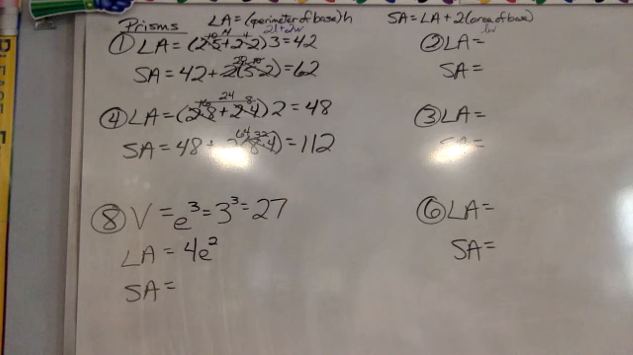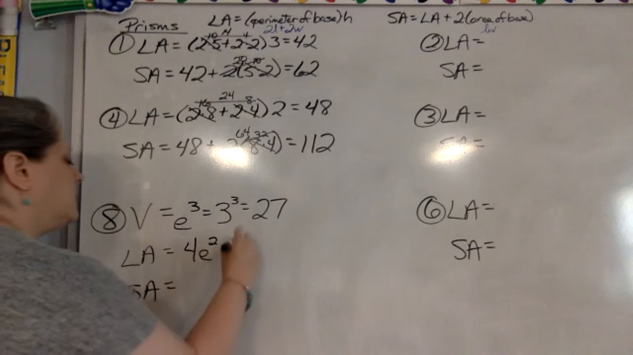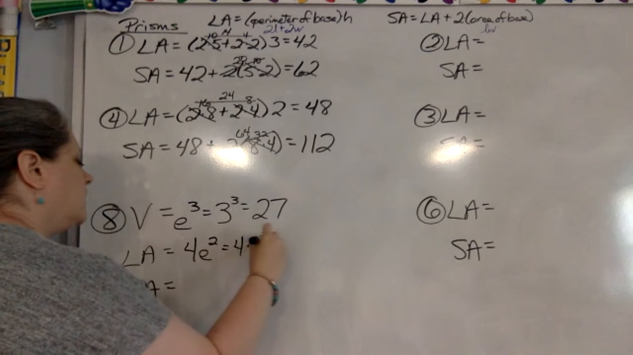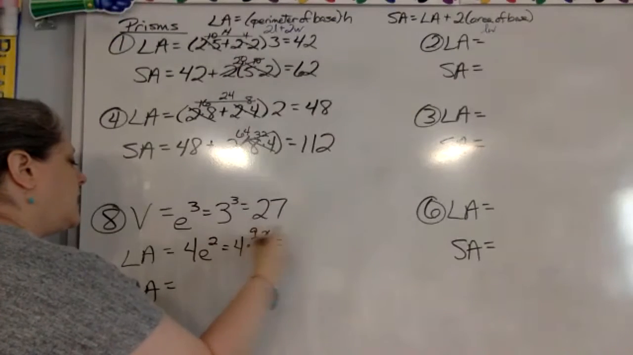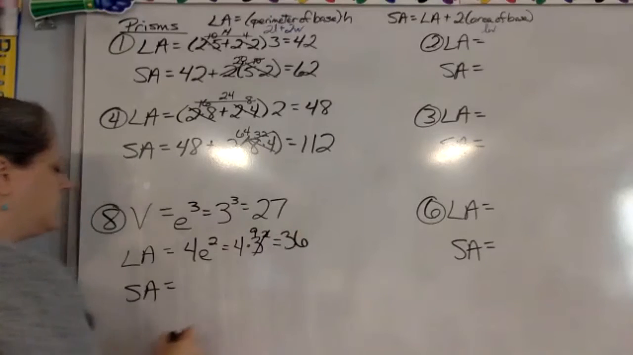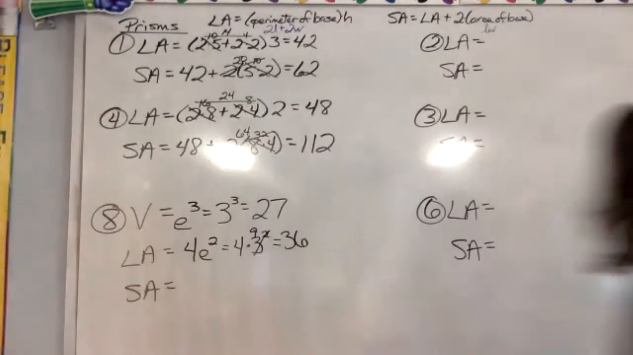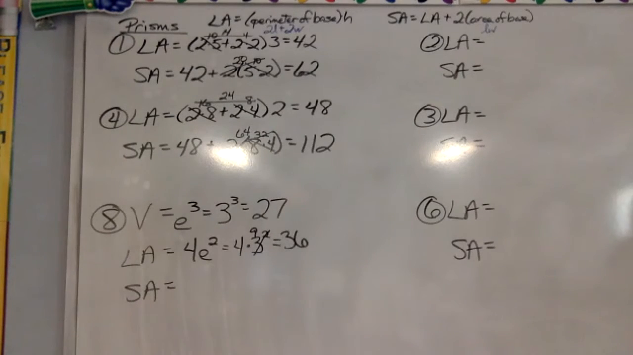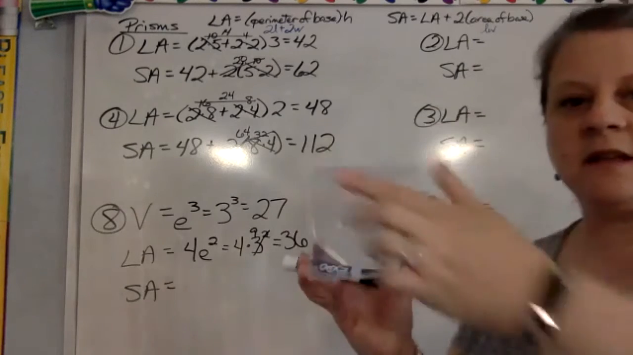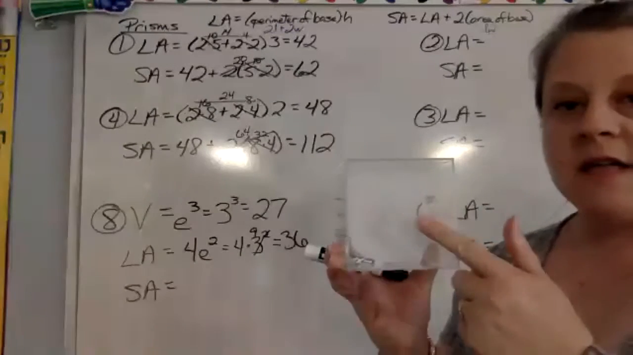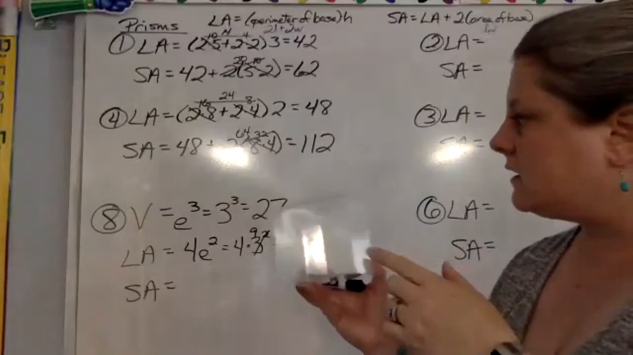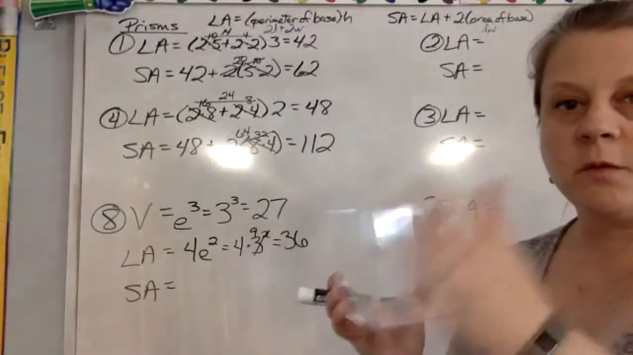So I have 4 times 3 squared. 3 squared is 9. So I get 36. Okay, because on the cube, if I'm doing the lateral area, the lateral area is the 4 sides that go around, so each side's a square, so you find the area of the square and you multiply it by 4 because there's 4 of them.